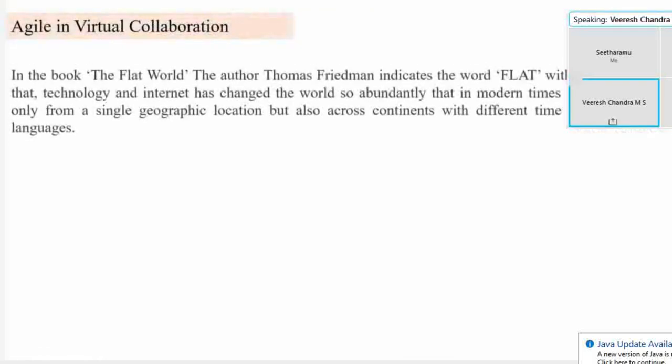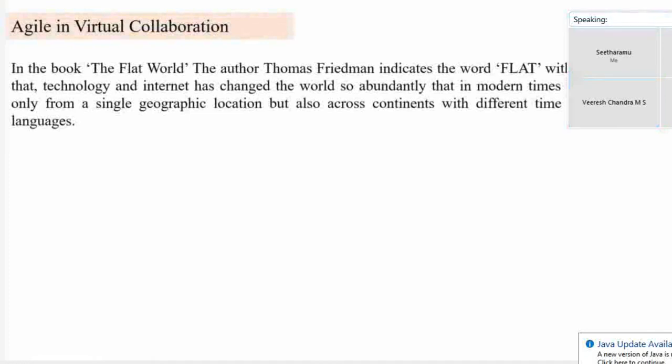So agile and virtual collaboration. There is a book called Flat World, and the author is Thomas Friedman. Why does he see the world as flat? All of us know that our earth is round in nature, but the world is described here as flat. Why is that so? It is because of the technology and internet which we have nowadays, right?